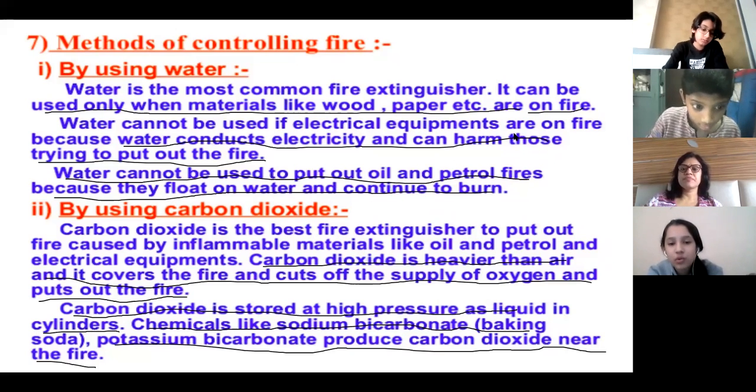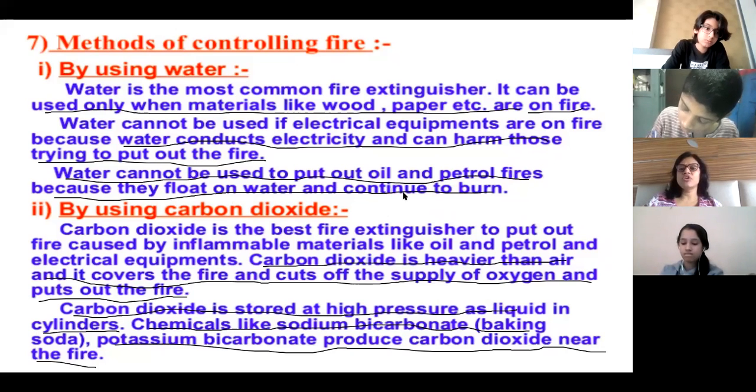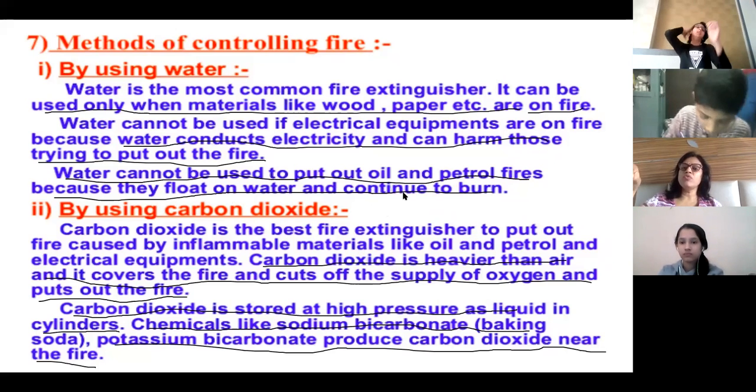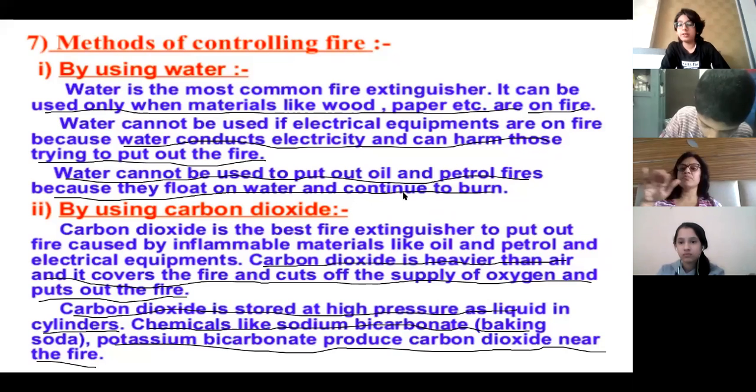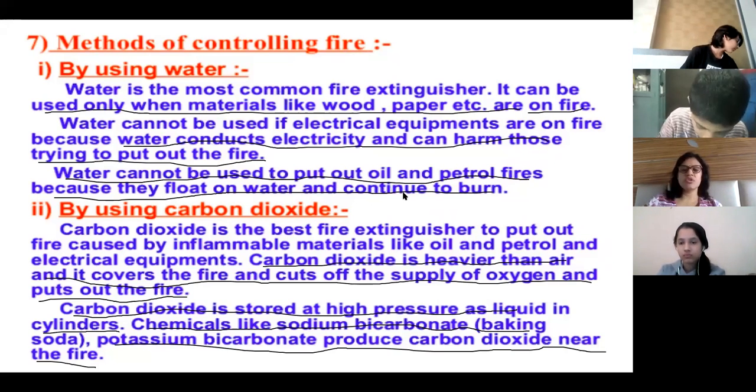Oil floats on water. Oil and water do not get mixed up. Okay, if you put oil on water, you will see the oil will be on the top. Oil is insoluble in water. Yes, oil is insoluble in water.